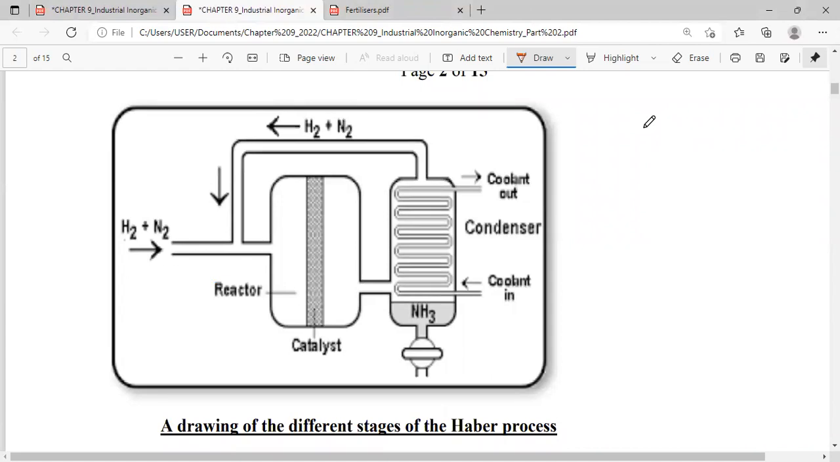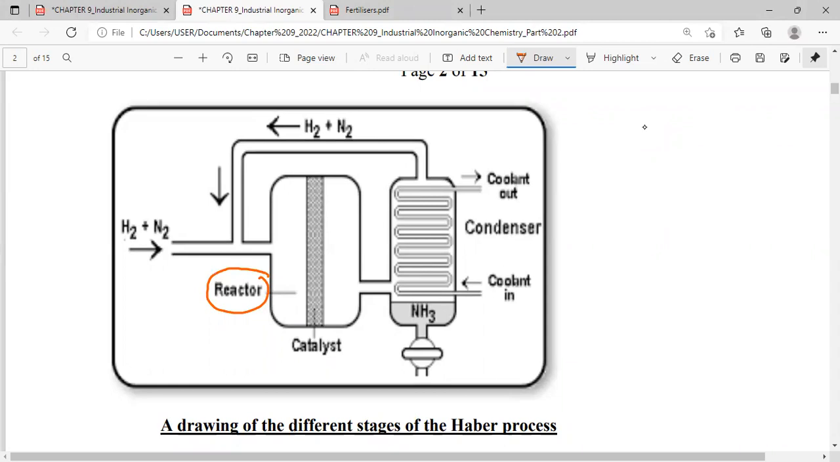Now let us look a little bit more at the Haber process. Just like the other processes, this also needs a place for the reaction to take place. If it is extraction of iron, it took place in the blast furnace. Electrolysis was in the electrolytic cell. For this, you have a reactor. Don't worry, you will not be asked to draw this diagram, and I don't think they will even ask you to label it. I put this diagram just for you to understand how the reaction takes place.